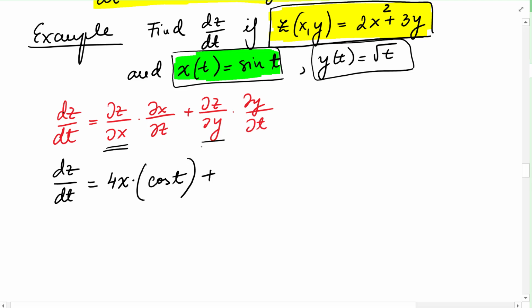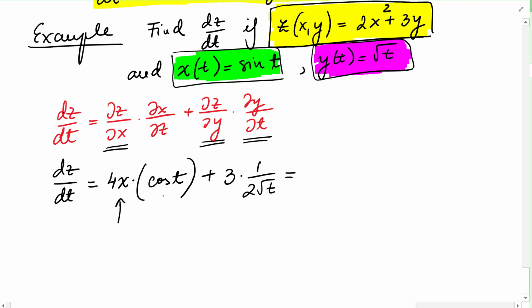Plus, now we are here, dz/dy. So we go to the yellow function and we differentiate with respect to y, which means x is a constant. So we get 3y prime, which is 3, times dy/dt. So we go to y of t, which is square root of t, and we differentiate with respect to t. So square root of t prime is 1 over 2 square root of t. So here we can go one more step where instead of x we put the function of t, and we get 4 sine of t cosine t plus 3 over 2 square root of t.